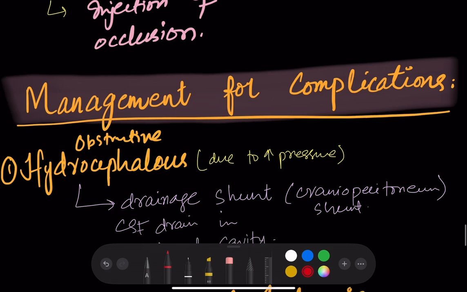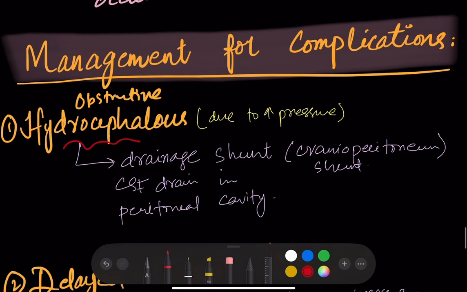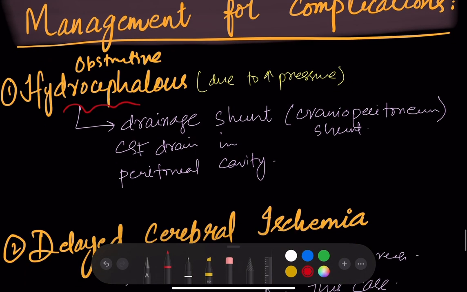Now, how will we manage the complications of subarachnoid hemorrhage? The complications are hydrocephalus, that is obstructive hydrocephalus, which is due to increased pressure. So a drainage shunt, that is a ventriculoperitoneal shunt, and CSF drain into the peritoneal cavity is done. If obstructive hydrocephalus is created, then a drainage shunt is placed and CSF is drained into the peritoneal cavity.